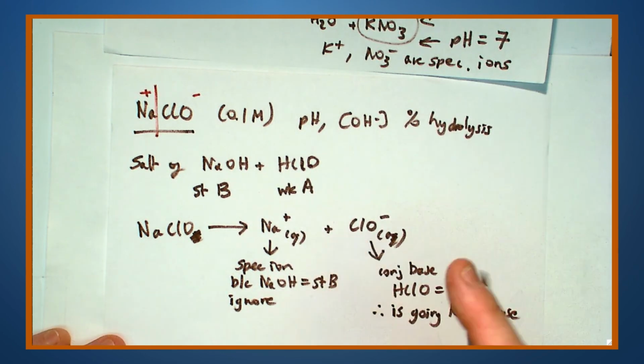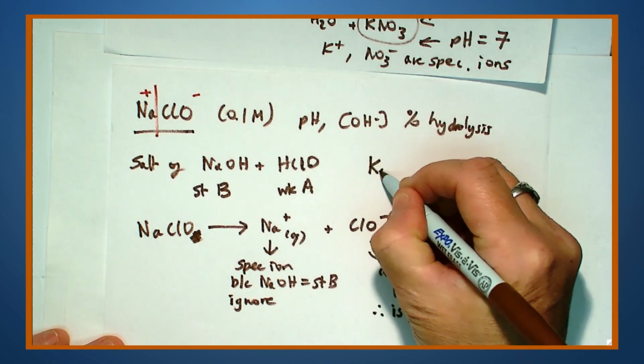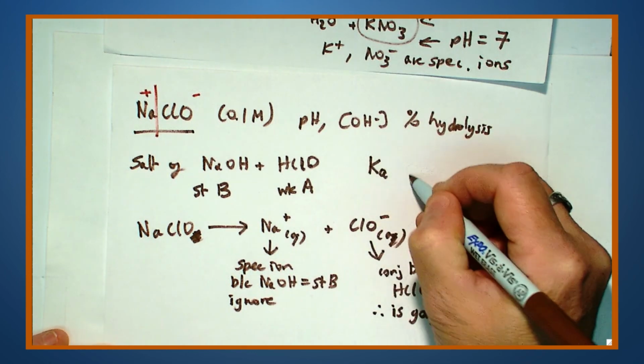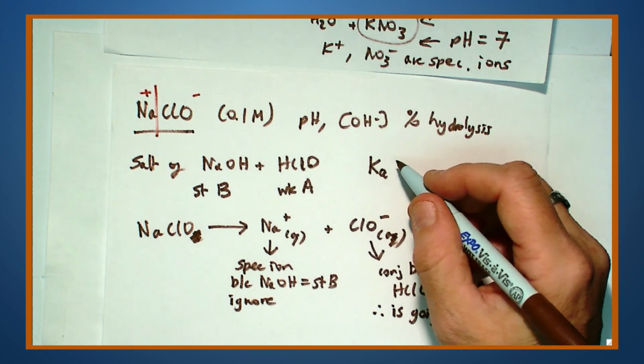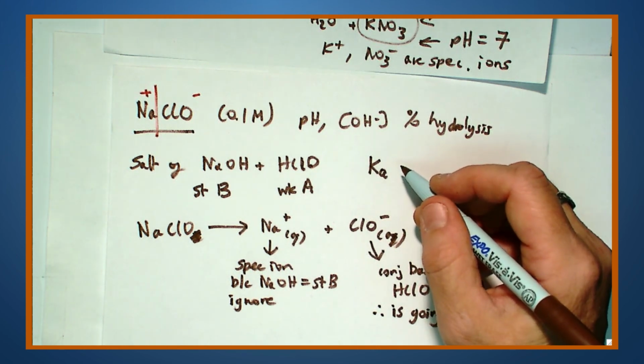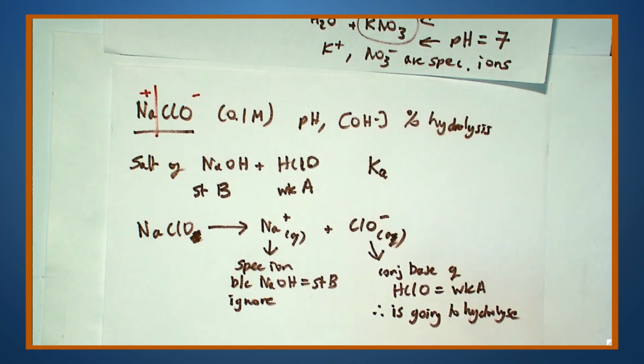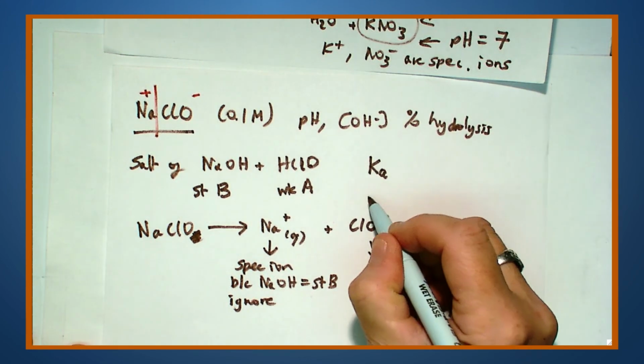The problem is, guess what you're going to be given in the question? You're going to be given the Ka for HClO. And that's what tends to make people have a problem, because how do you know what's going to happen? The problem is what you need is Kb.